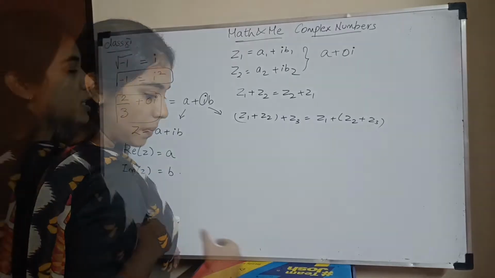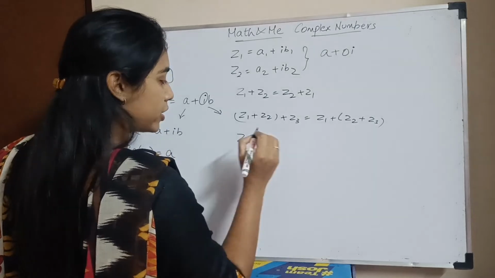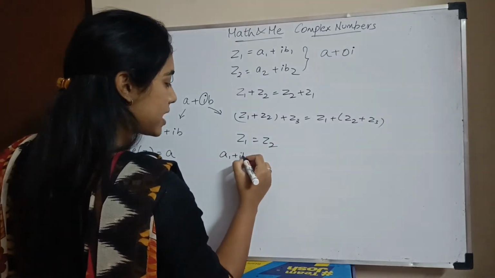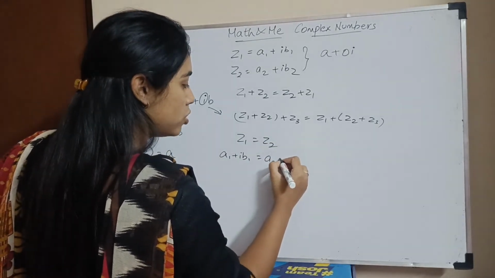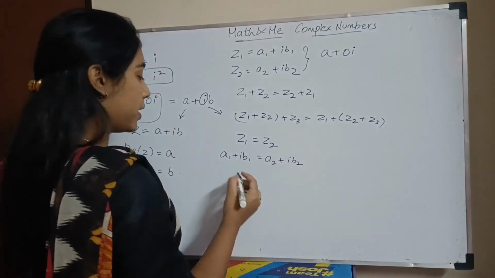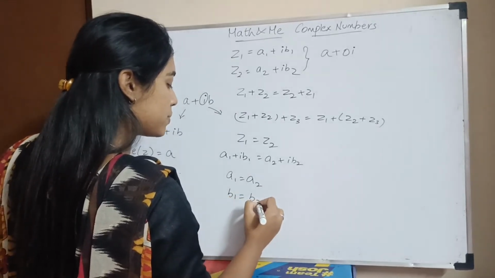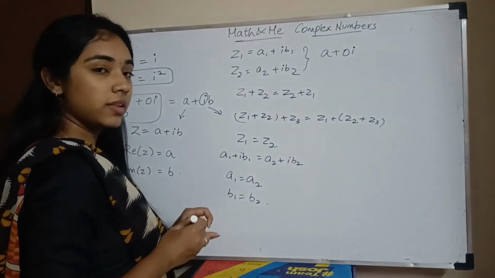Okay, so there's one more property. When you have z1 equals z2, for example, a1 plus ib1 equals a2 plus ib2, then you can equate the imaginary and the real parts. So here you will have a1 equals a2 and b1 equals b2. So we use this to solve the example question.